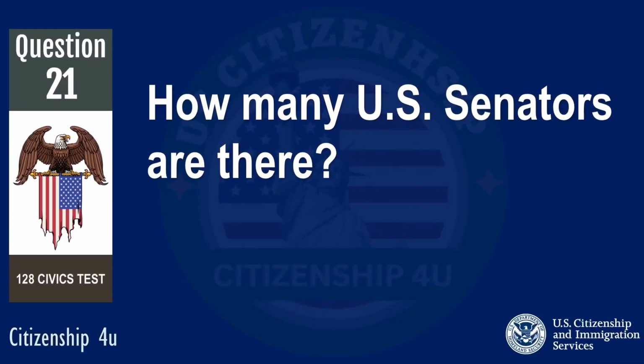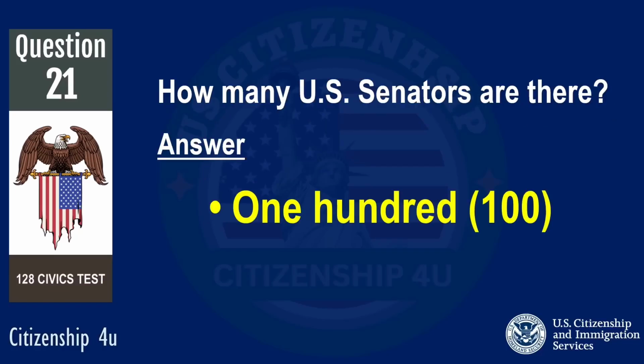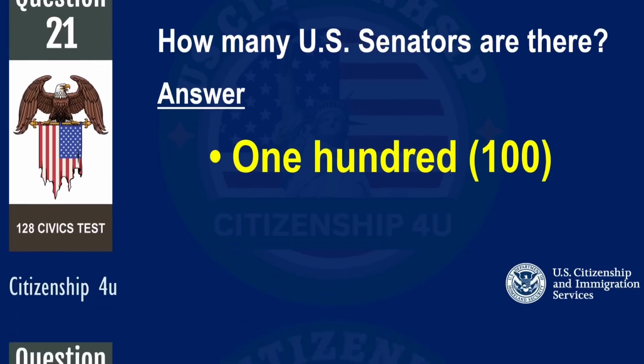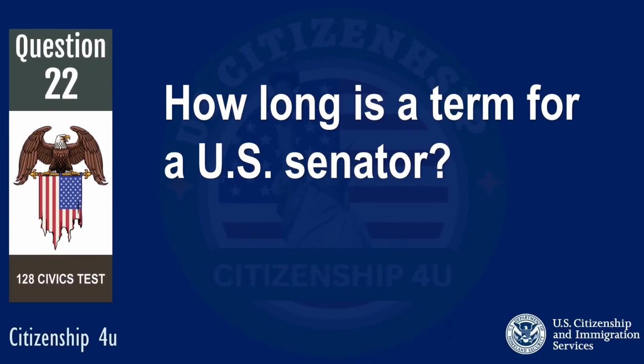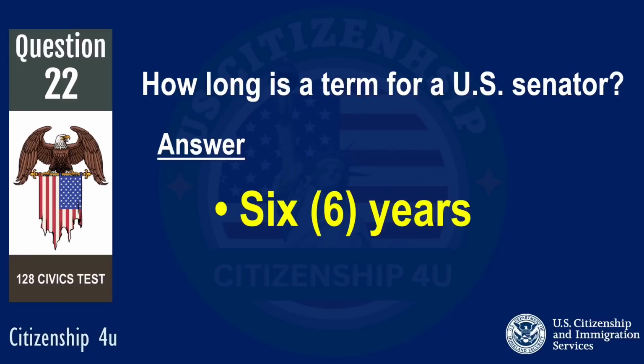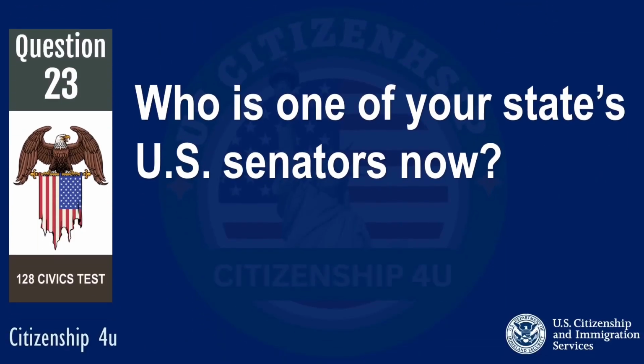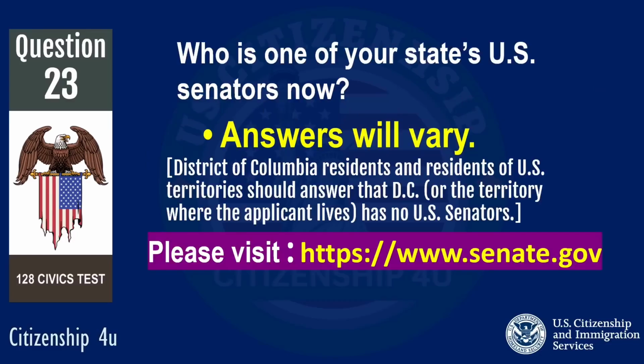How many U.S. senators are there? 100. How long is a term for a U.S. senator? 6 years. Who is one of your state's U.S. senators now? Answers will vary. Please visit.